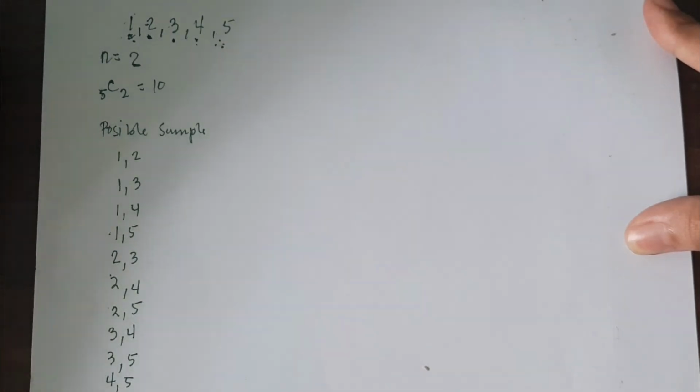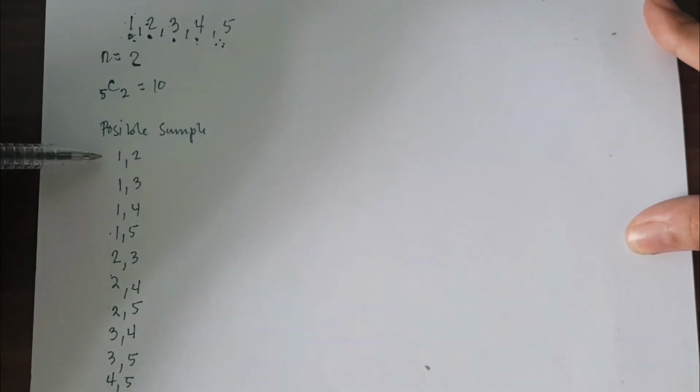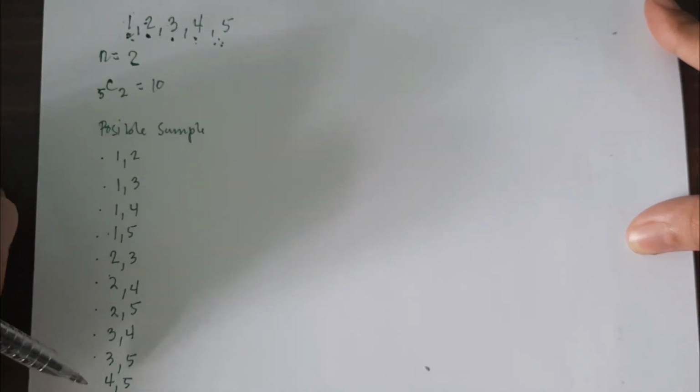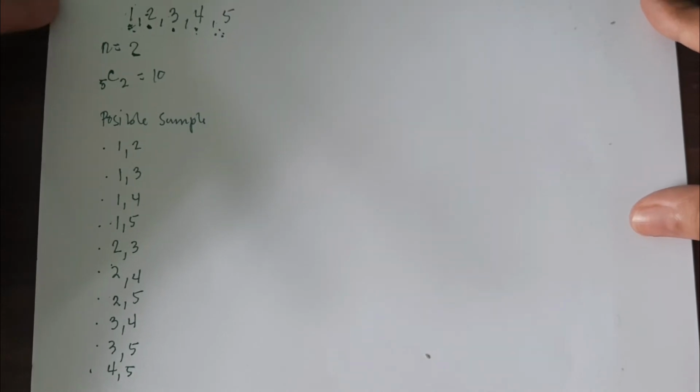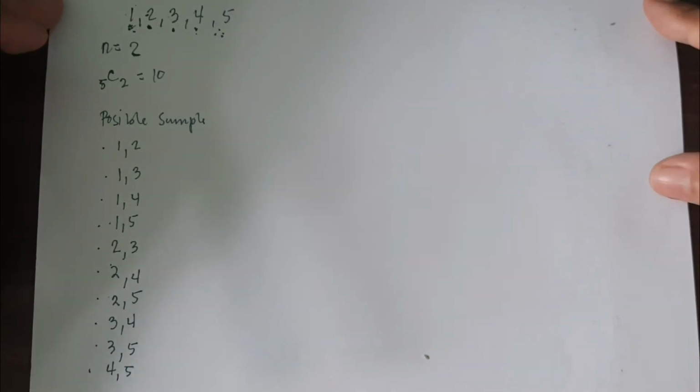So, ngayon, we will count the possible sample. Dapat 10 siya. So, 1, 2, 3, 4, 5, 6, 7, 8, 9, and 10. So, this is how we get the possible sample if the combination is 10 and the size is 2.